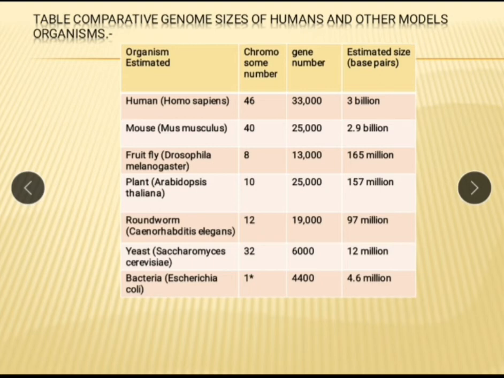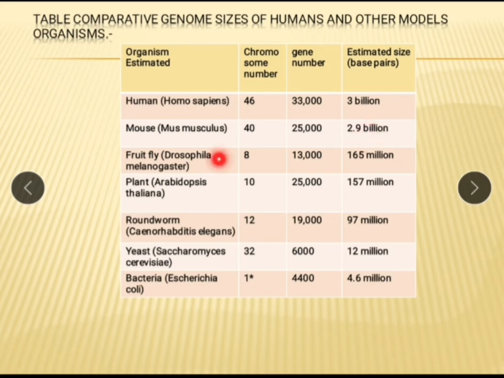See here, in human, how many chromosomes are there? 46. Genes 33,000 and base pairs 3 billion. You will be surprised to see the chromosome number of mouse, which is very small compared to human beings. In mouse, chromosome number 40 and genes 25,000. 25,000 means only 8,000 less than that of human being. And 2.9 billion base pairs are there.